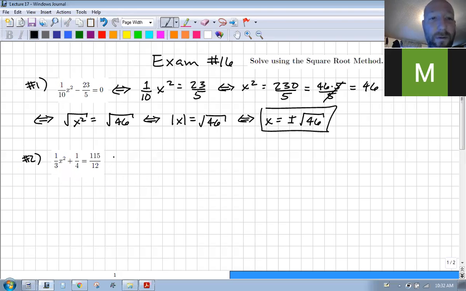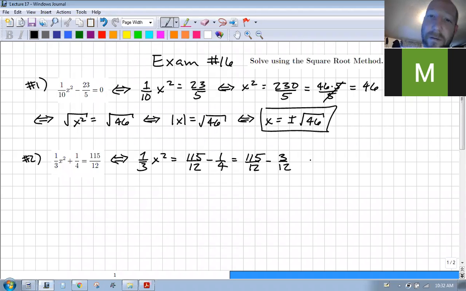Now for number 2, same trick. Let's subtract 1/4 from both sides. So while we're at it, let's get a common denominator here and see if we can simplify this.